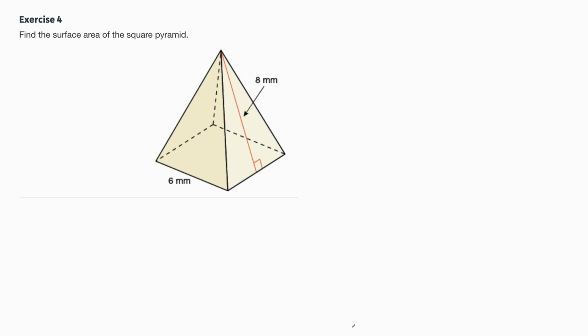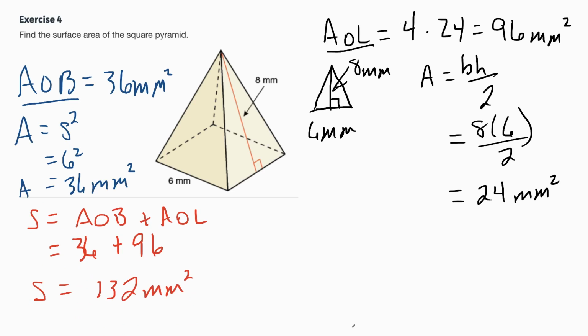Find the surface area of the square pyramid. There you go, the area of the base. This is a pyramid, so there's only one base, and it is a square. You can see that this is a square. So I find the area of that, and then I find the area of the lateral faces. I find the area of one triangle, and I multiply it by 4 because there are 4 of them. And then I just add them together, and I get my answer.